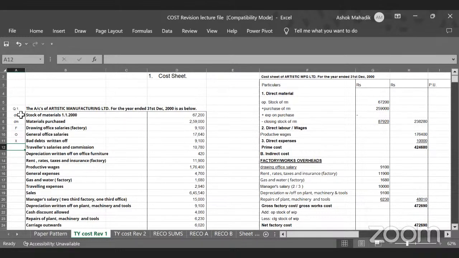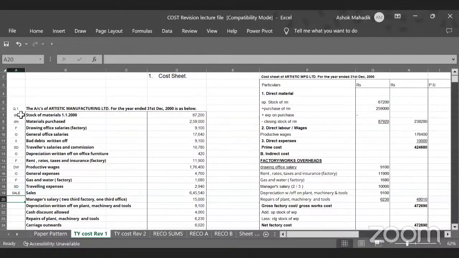Traveling, all traveling will go to selling and distribution expenses. Depreciation written off on office furniture will go to office. Rent, rates and taxes, factory, so straight away factory. Productive wages is direct wages, not direct labor. General expenses, office expenses. Gas and water, they have mentioned factory, so don't question the question. It's factory only. Traveling expenses, selling and distribution. Sales is your sales. You'll not do any markings for that.